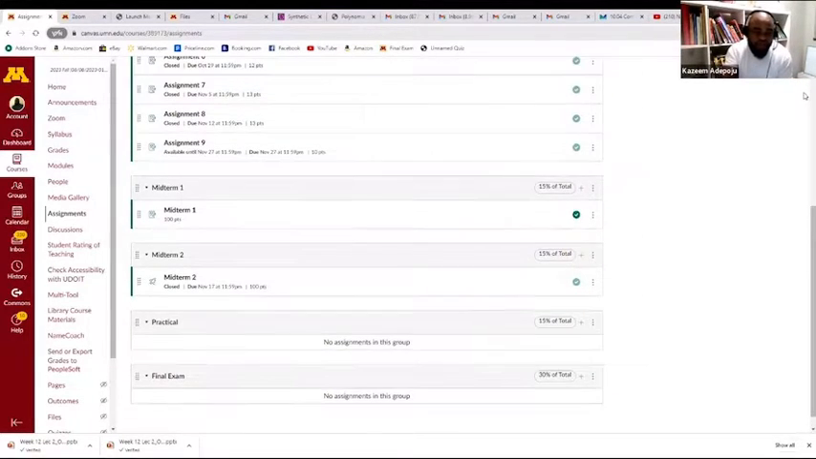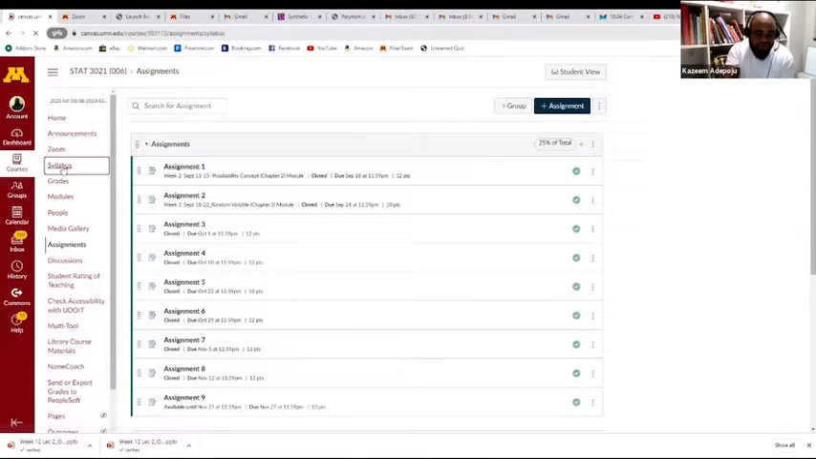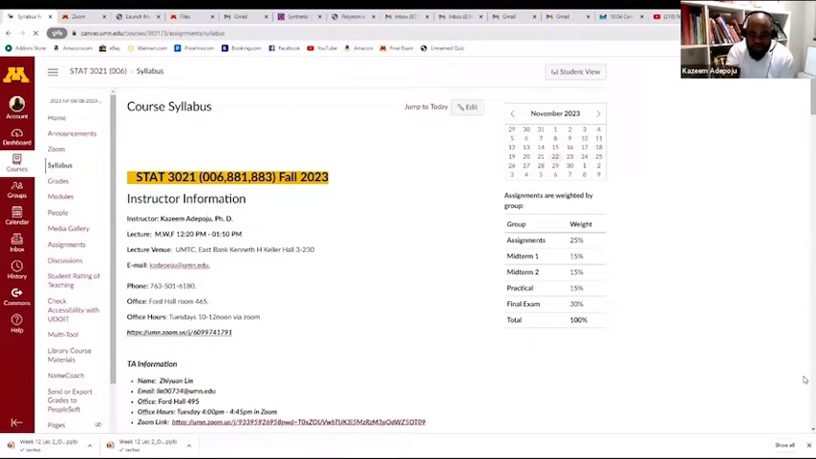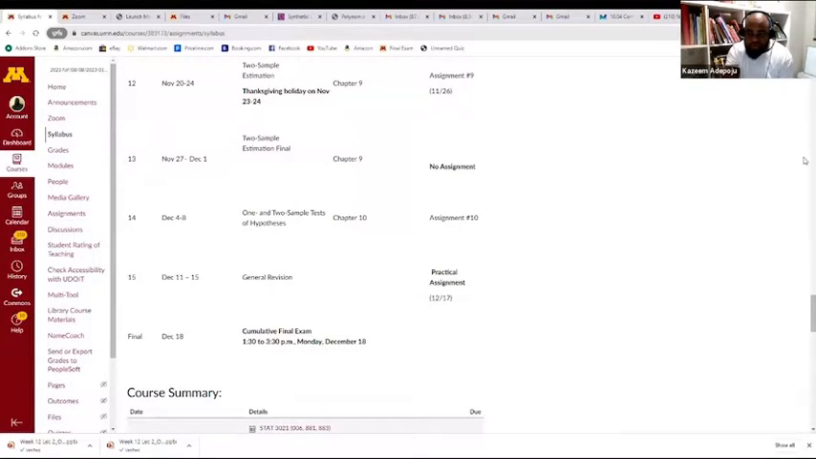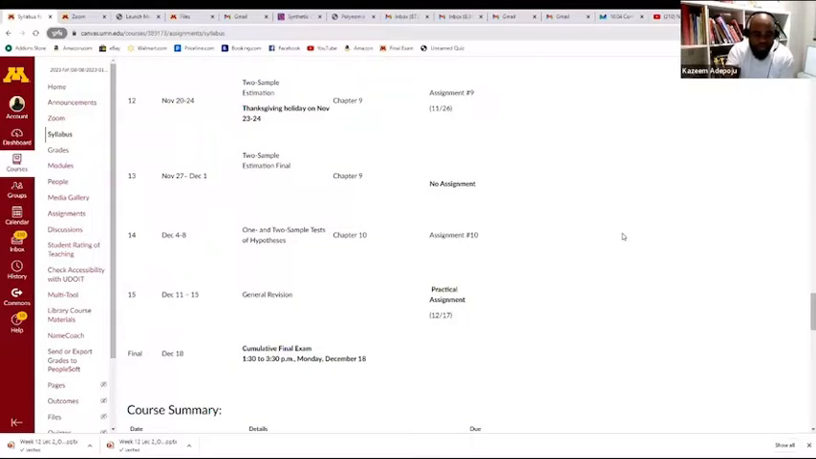If you go by my syllabus, you're actually going to see something here. Take a look at this. Do you see the practical assignment? It's going to be like a regular assignment. I'm going to give it like a regular assignment, and that assignment is going to be worth 15% of the grade. That is what I mean.